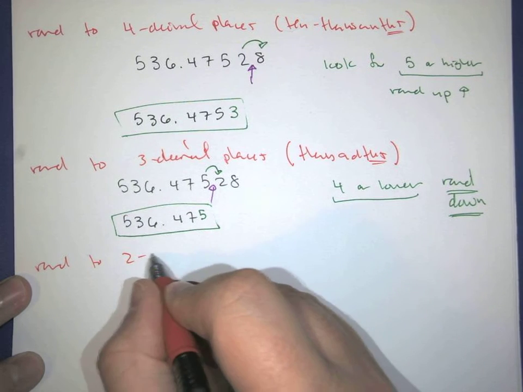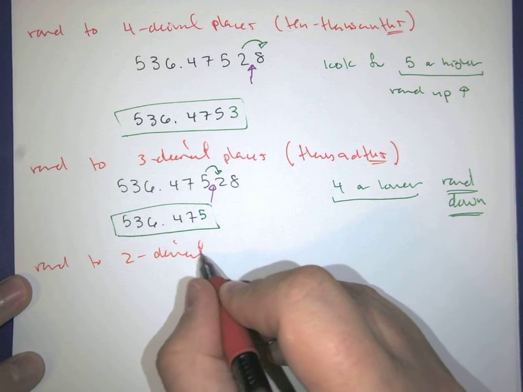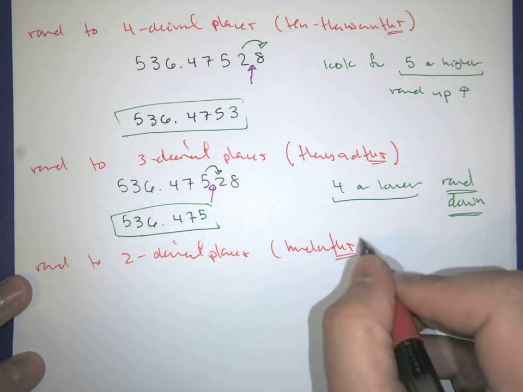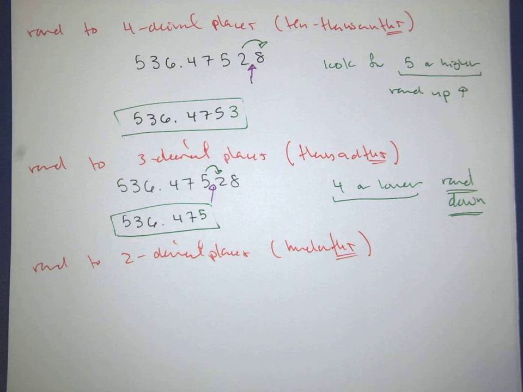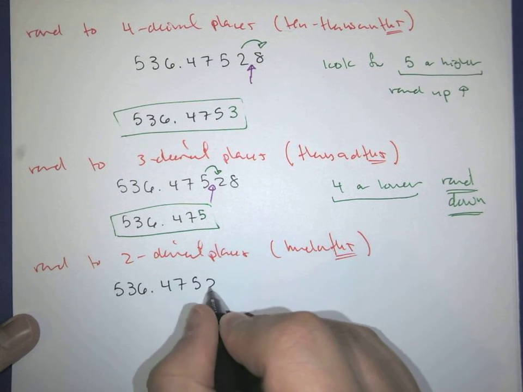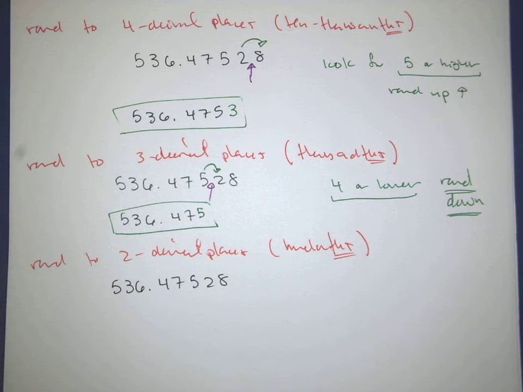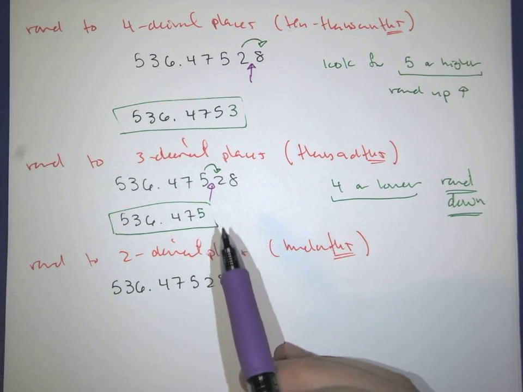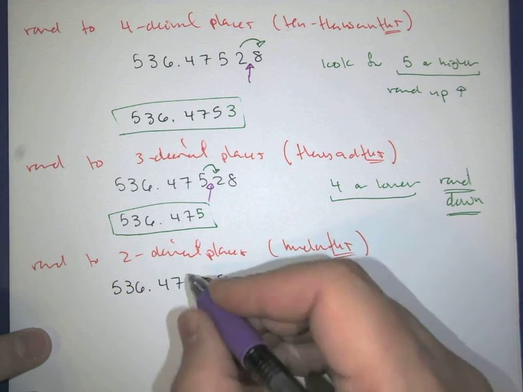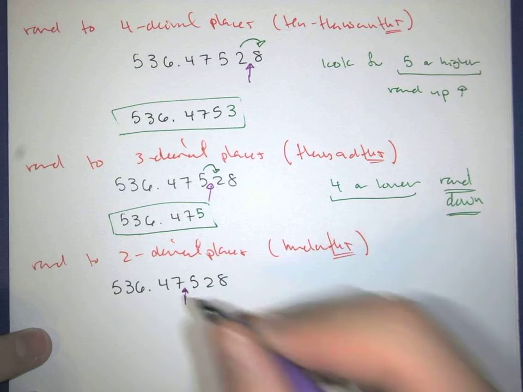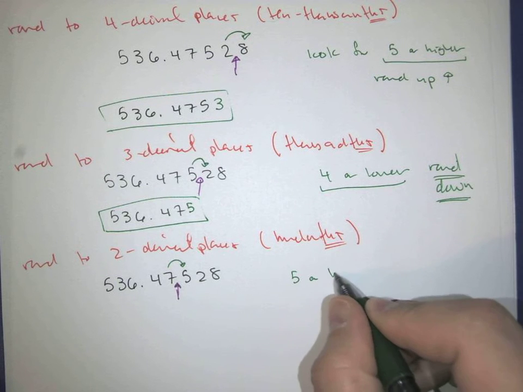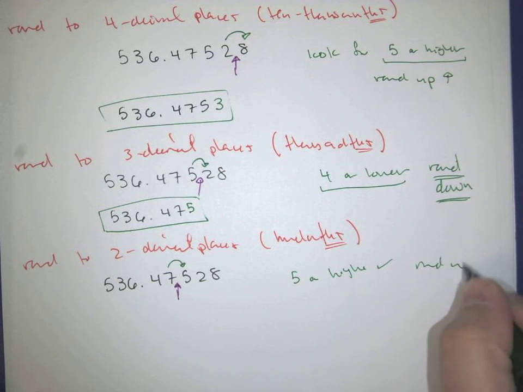So let's round to 2 places. So that's going to be hundredths. So 536.47528. And you'll notice what happened in the last one, right? It's 28, but I never looked back at the 8, right? I'm only ever looking 1 digit past. So in this case, round to 2 decimal places. So now I'm stuck between the 7 and the 5. I'm looking back at the 5. Our 5 is, of course, 5 or higher. Check.